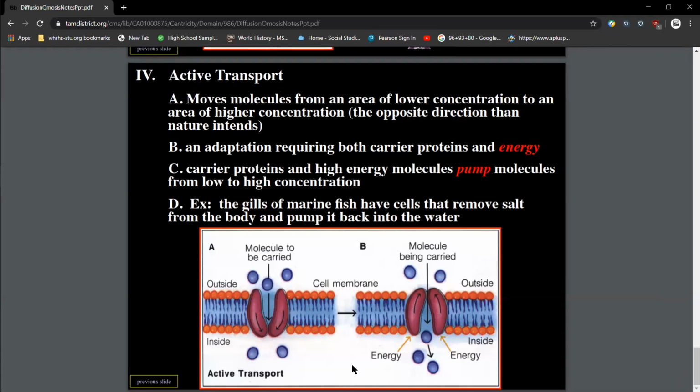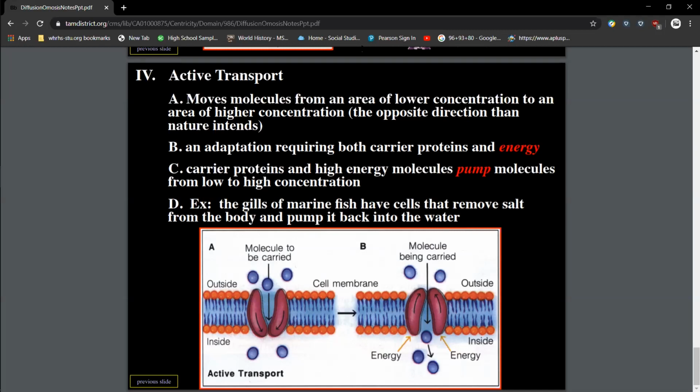Interestingly, in fish, the salt concentration in the ocean is very, very high. So you're going to see water trying to escape from the fish because the concentration outside is so high. The fish also take up a lot of salt when they drink the salt water. They have an adaptation for this that uses active transport: they pump the salt out of the body and back into the water using active transport.